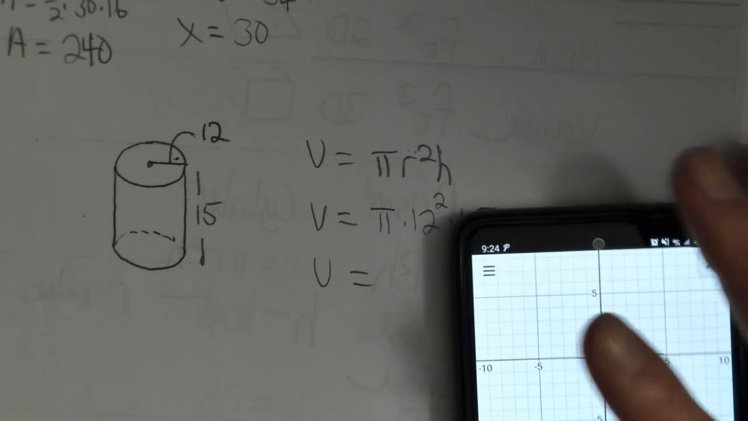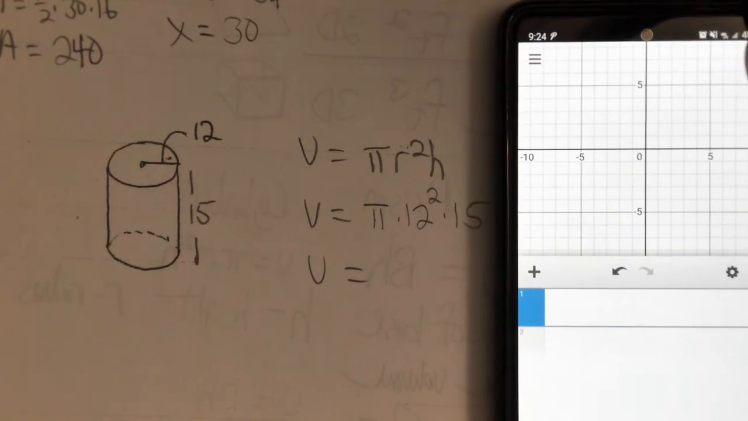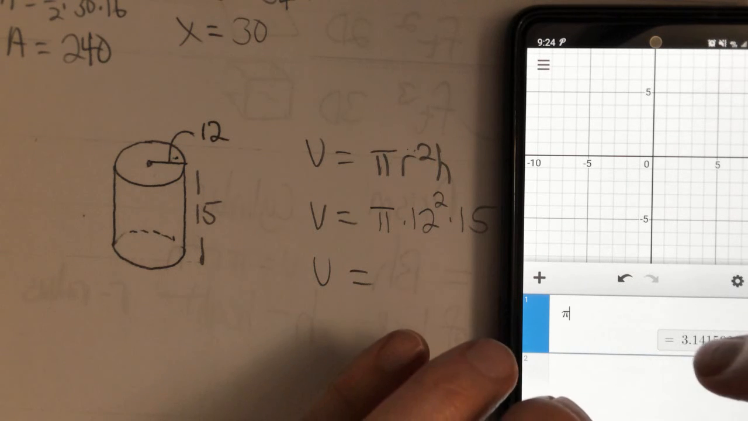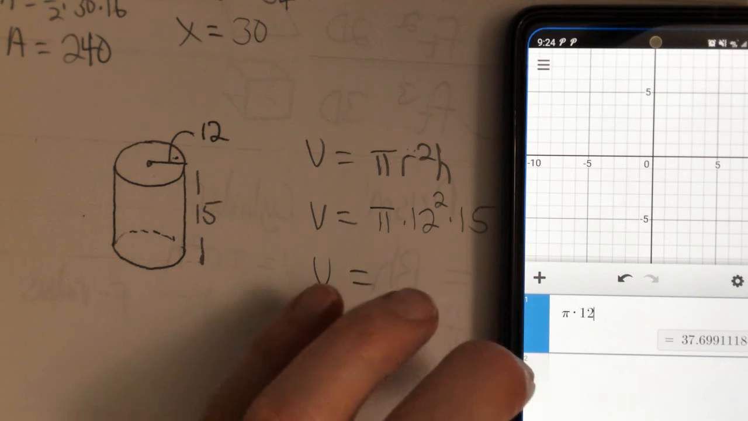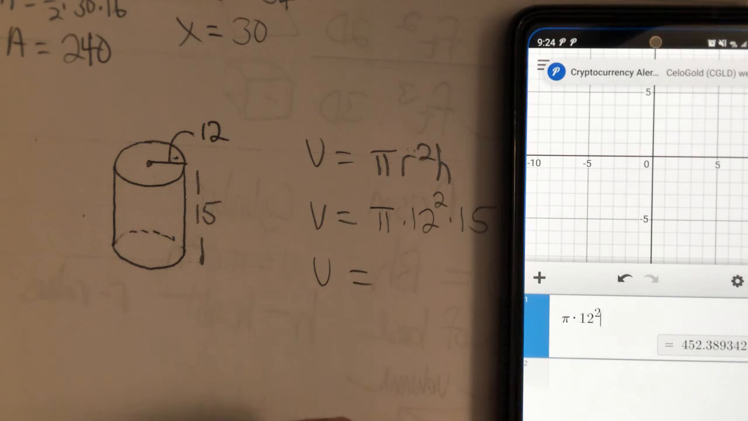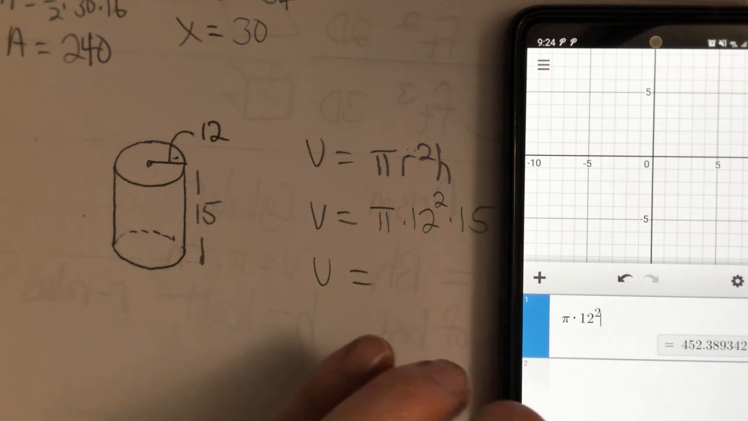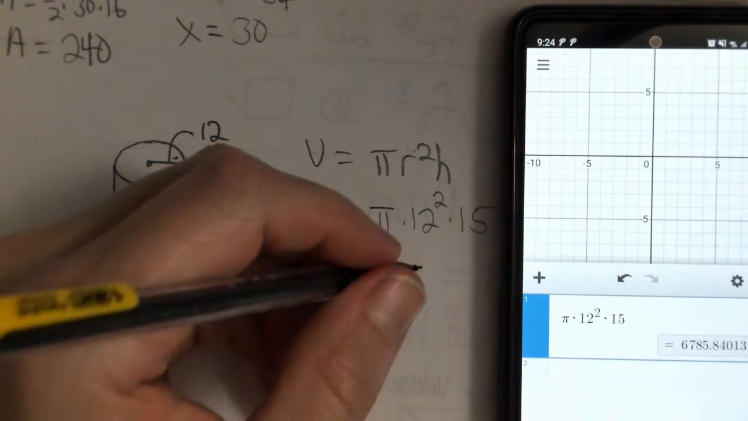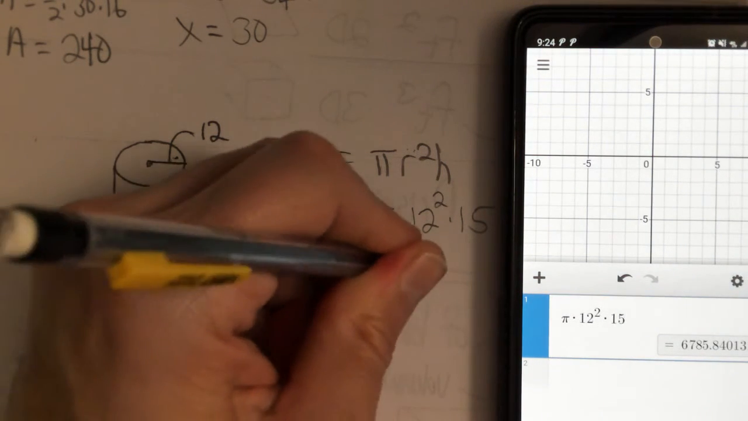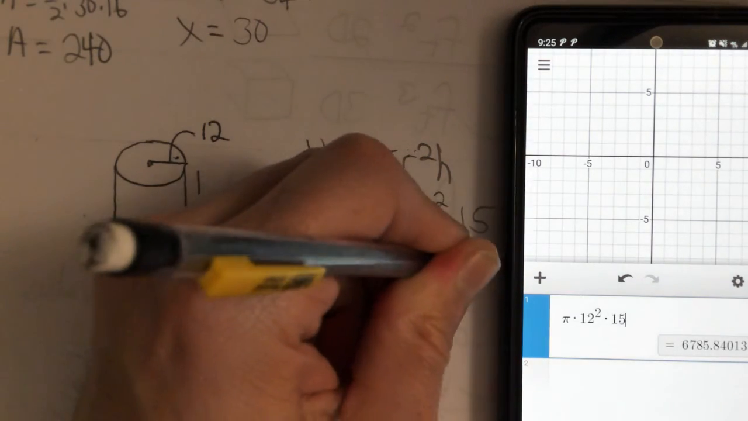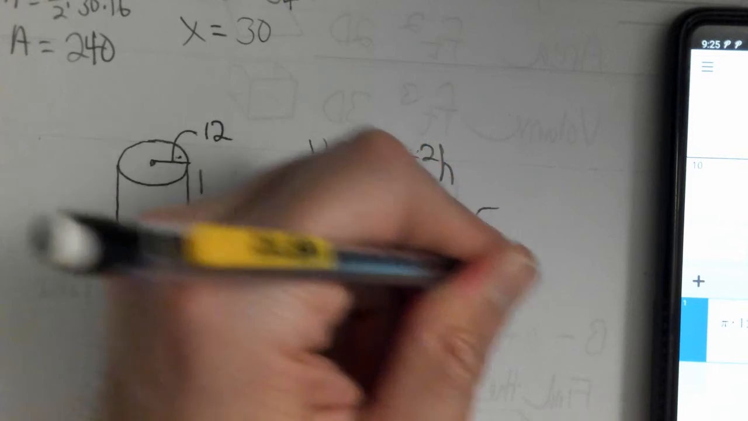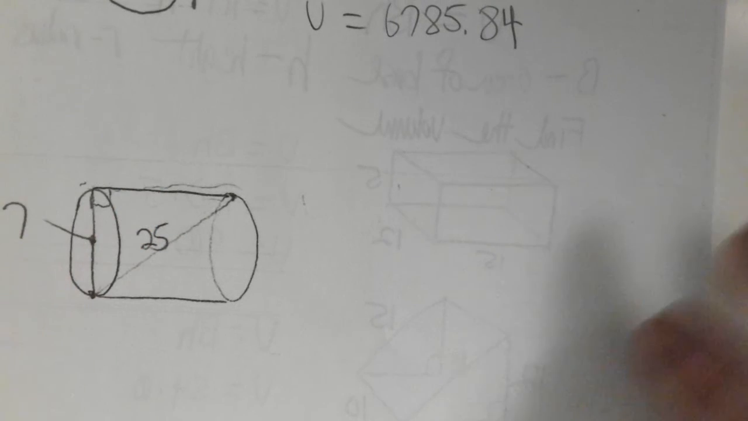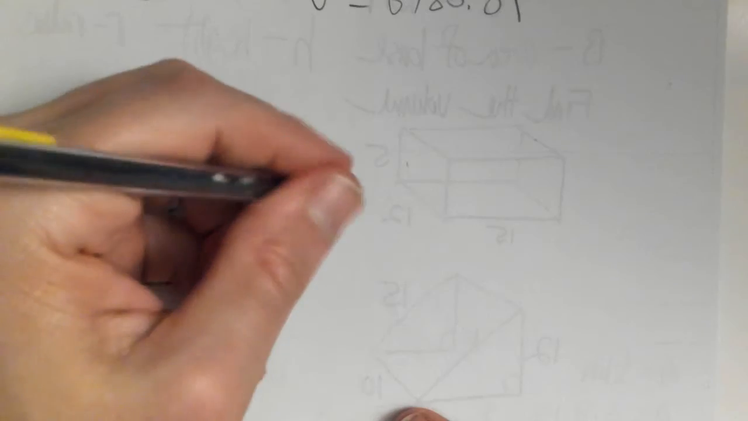Let's see. Pi times 12 squared, times 15. And so we come up with our volume, 6785.84. There you go. Okay, one more that we will try. This is also a cylinder that we want to find the volume of.